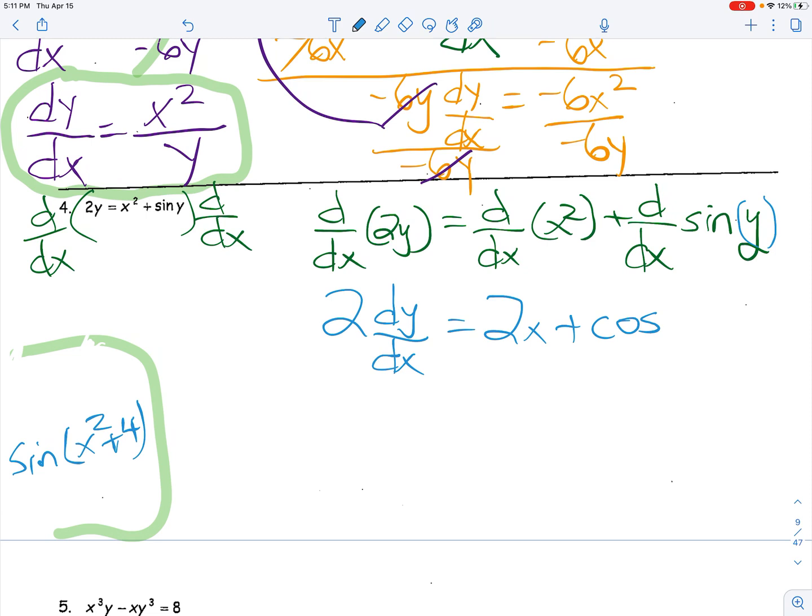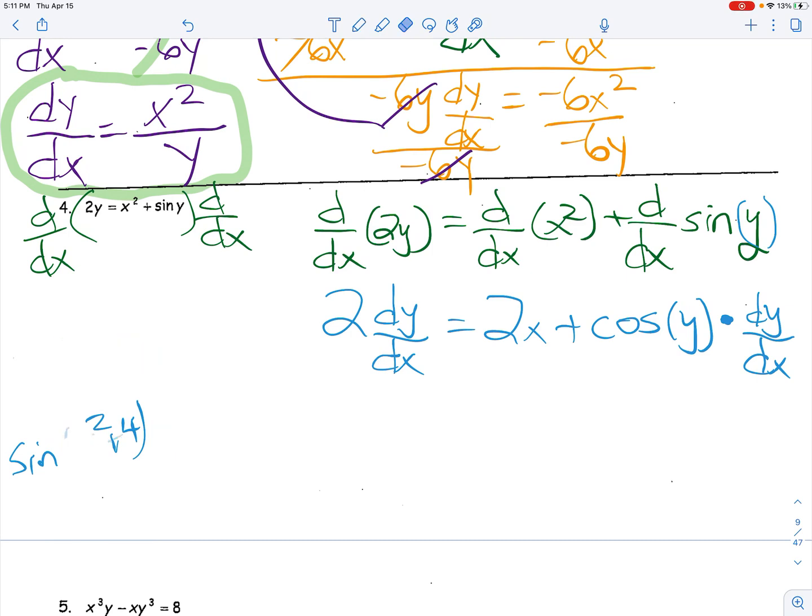Sine, right? The sine of y. Derivative of the outside. Derivative of sine is cosine. Evaluated at the inside. Cosine of y times now by the derivative of the inside. The derivative of y, right? dy/dx. That's what we got here, people. Okay.